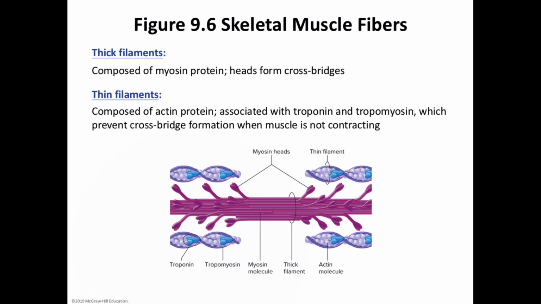As the calcium ions bind to troponin, it causes a shape change in troponin, which then rolls the tropomyosin away from those myosin binding sites on actin. Or you could say it moves that blocker away from the active sites on actin, exposing those so the myosin heads can bind to the myosin binding sites on actin and, of course, form cross bridges.